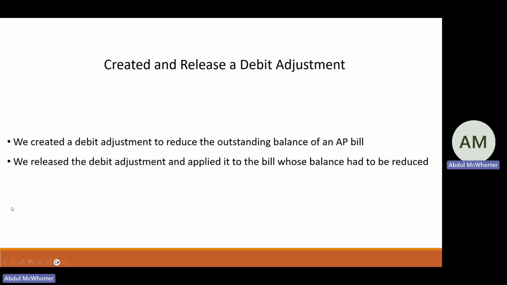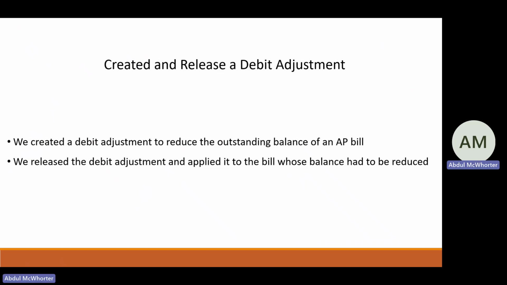Let's take a look at where we are. So what did we just go over? We created and released a debit adjustment. We created a debit adjustment to reduce the outstanding balance of an AP bill. And in this case, we showed that we released the debit adjustment and we applied it to a bill whose balance had to be reduced. So in that case, we applied it to a $100 bill, which reduced it by $10.